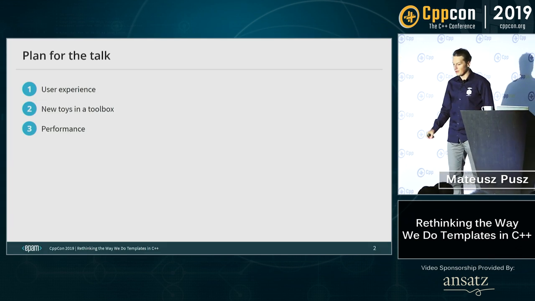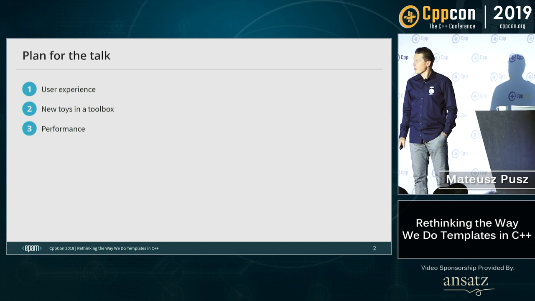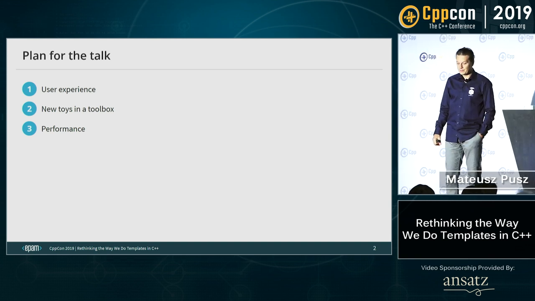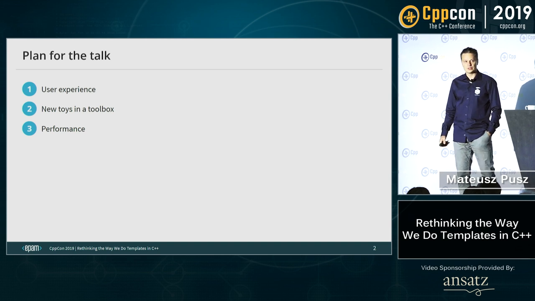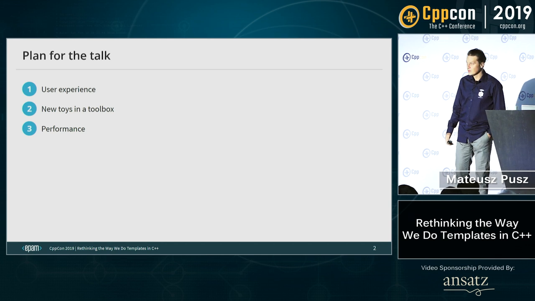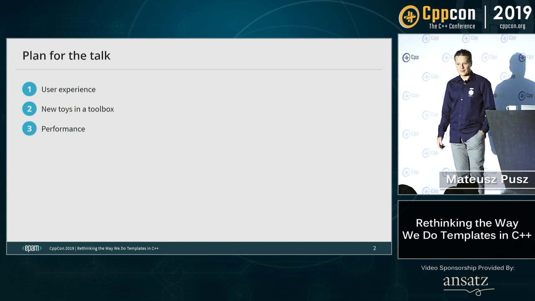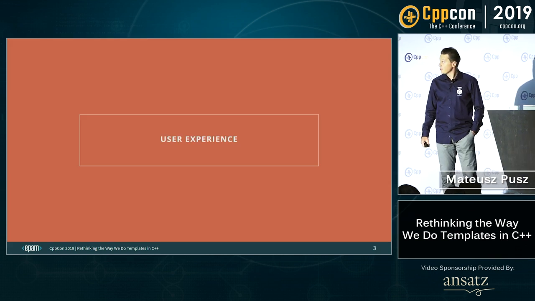The plan is the following. First, we'll focus on the user experience, the current one, and how we can improve it. Then we'll talk about new toys in our toolbox, so what we have right now and what we will get with C++20. And then we'll talk a bit about the performance of metaprogramming techniques. So, the user experience.